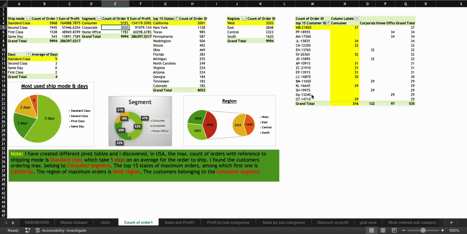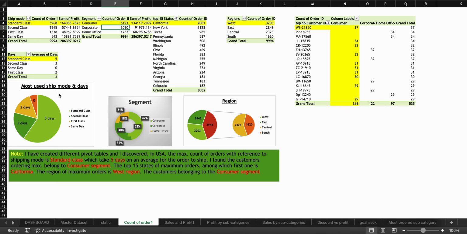Then rest of the things also, you can see that all of these customers are really important because they're ordering a lot of stuff from this superstore. So we need to concentrate on these customers as well. So here they all are maximum from the consumer segment.